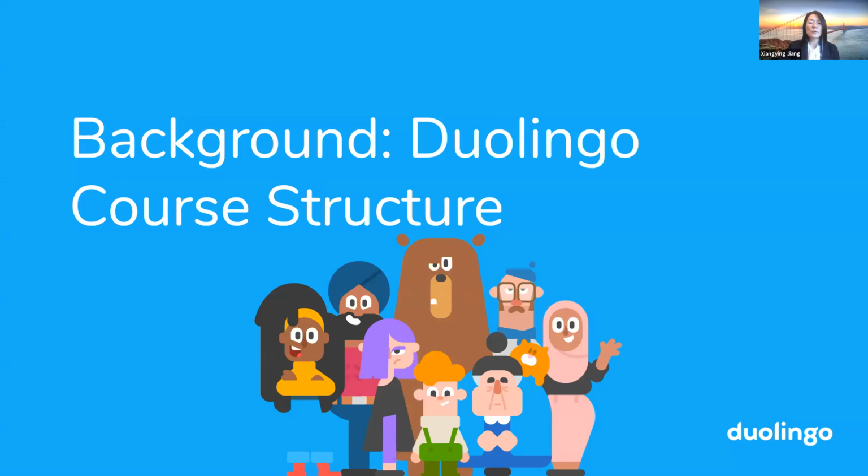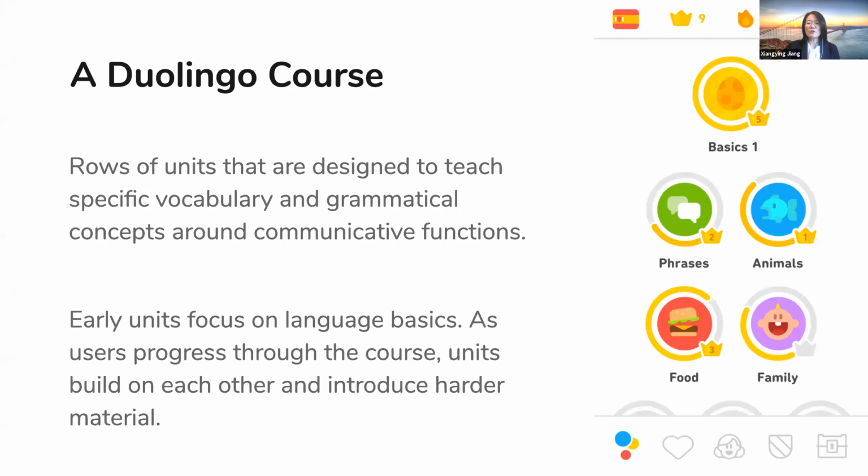So our Duolingo course is structured like a tree. Each circle represents a unit, and there are rows of units. Some rows have 1 unit, some rows have 2 or 3 units. These rows of units are designed to teach specific vocabulary and grammatical concepts around communicative functions. For example, one of these circles says food, one says family. These are communicative functions, what learners are learning to be able to talk about.